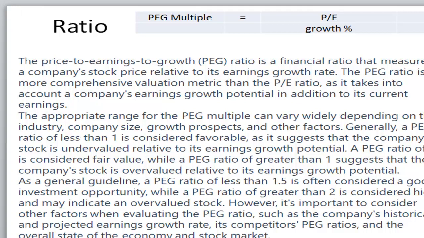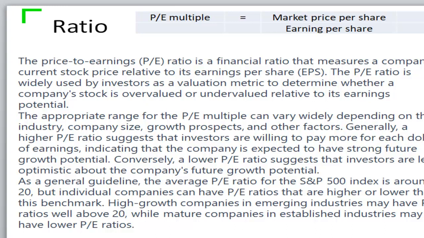The P/E growth ratio, price to earnings growth, is also a very important ratio. If the ratio is 1, it is good, and if the ratio is greater than 1, it suggests that the company is overvalued. So let me go again to the price to earning ratio.